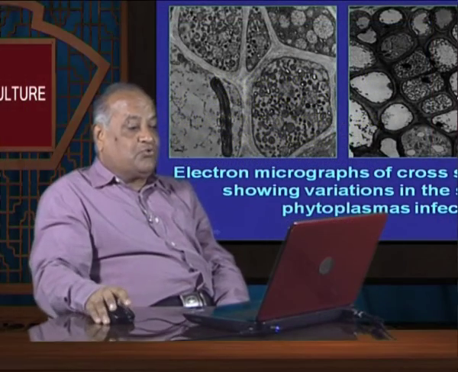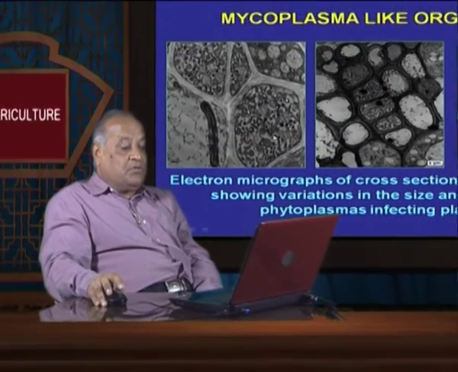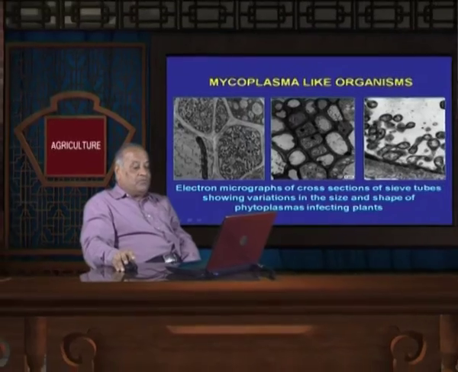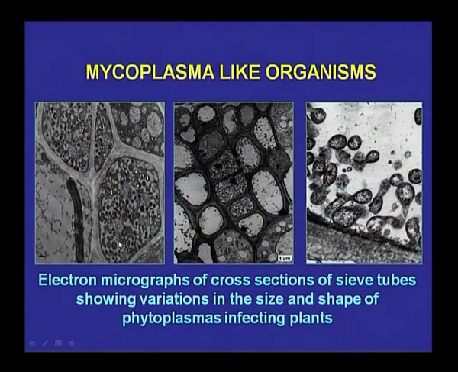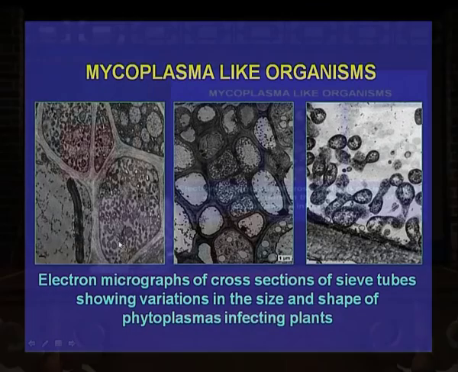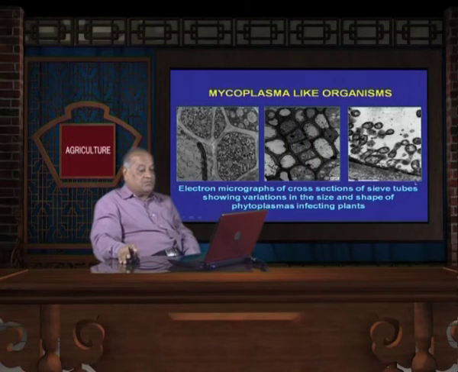These are the pictures showing the different types of Mycoplasma bodies. You see here they are in the sieve tube. You see the different circular shapes in the sieve tube, showing variation in the size and shape of phytoplasma in all the three pictures.